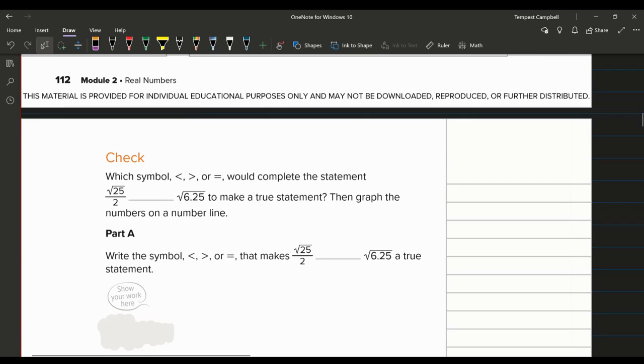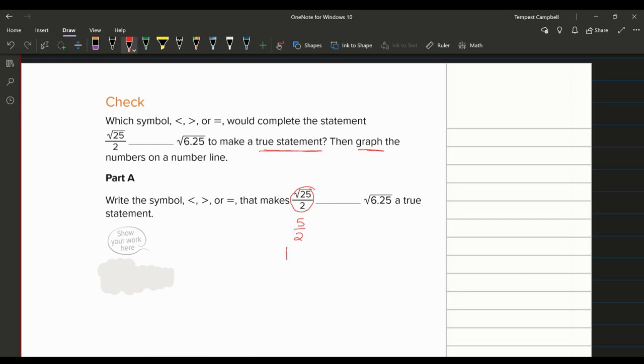Let's look at our first check. Go ahead and try this out. Which symbol, less than, greater than, or equal to, would complete the statement square root of 25 over 2 compared to the square root of 6.25 to make a true statement? Then graph. So first we need to compare them. When we do this, we have to do square root 25 over 2, which is actually 5 over 2, which gives us 2 1/2, which tells us this is 2.5.